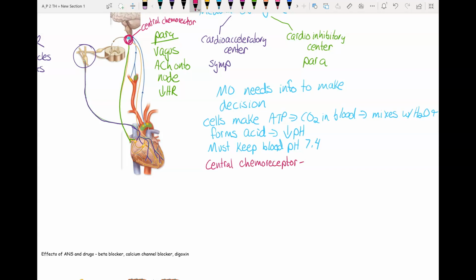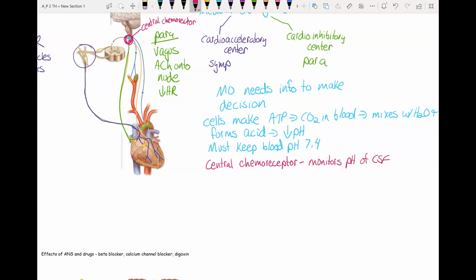This monitors the pH of your cerebral spinal fluid. So remember, cerebral spinal fluid, that's the fluid that's made from the blood, and it flows through the brain and the spine. And the pH of this is very important also. You also want to keep it at 7.4. And the pH of this also depends on carbon dioxide level. So your medulla oblongata has a central chemoreceptor that's monitoring the pH of your cerebral spinal fluid.